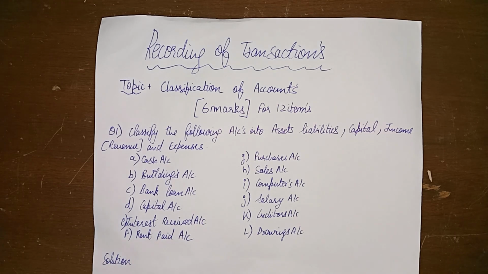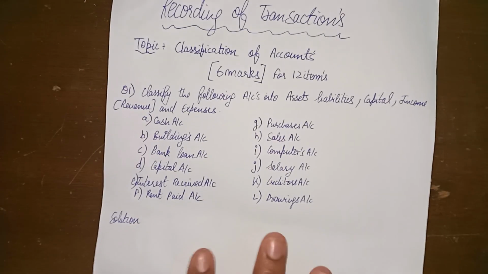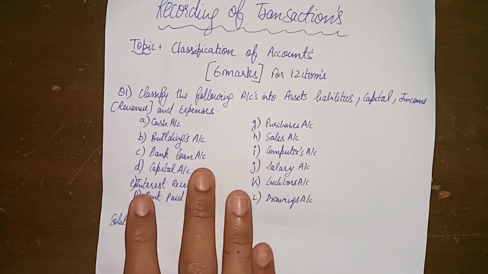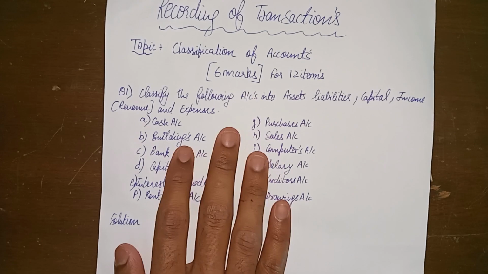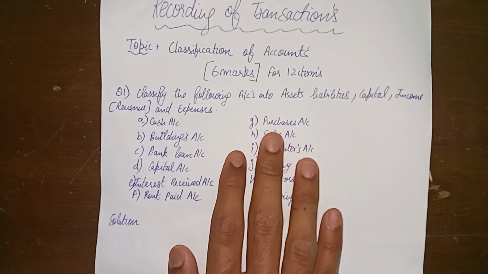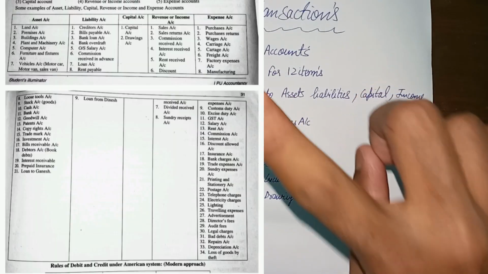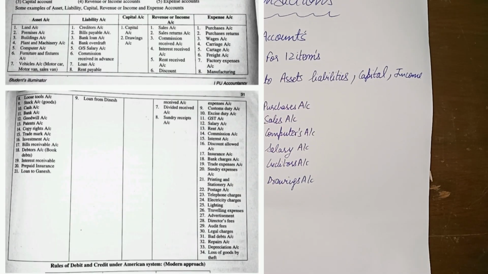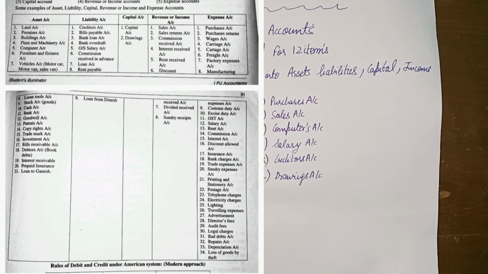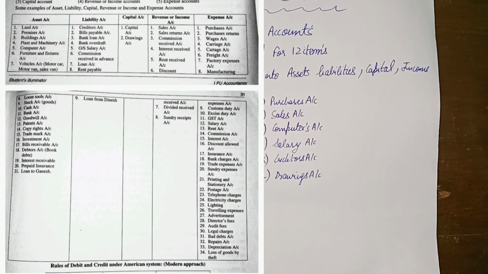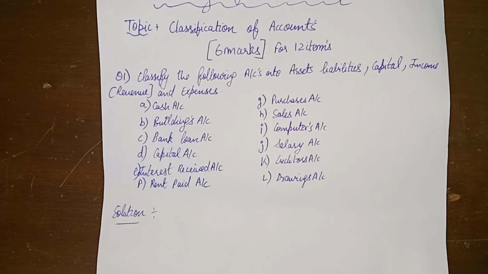Okay guys, now I will show you one page. It will contain all the items that you have to classify. Okay, now I will display it here. Okay, let us start. Solution. So what is the first one? Classify the following accounts into assets, liabilities, capital, income, revenue and expenses.